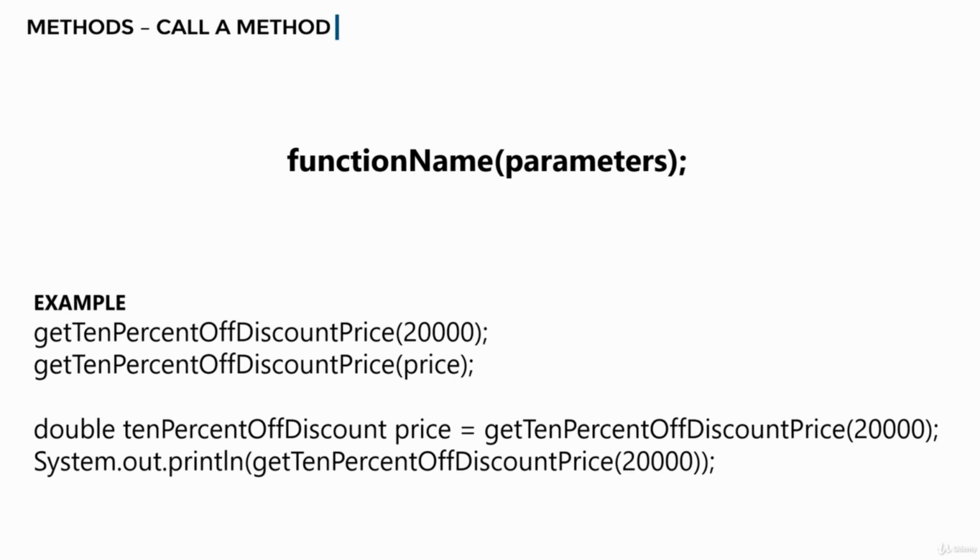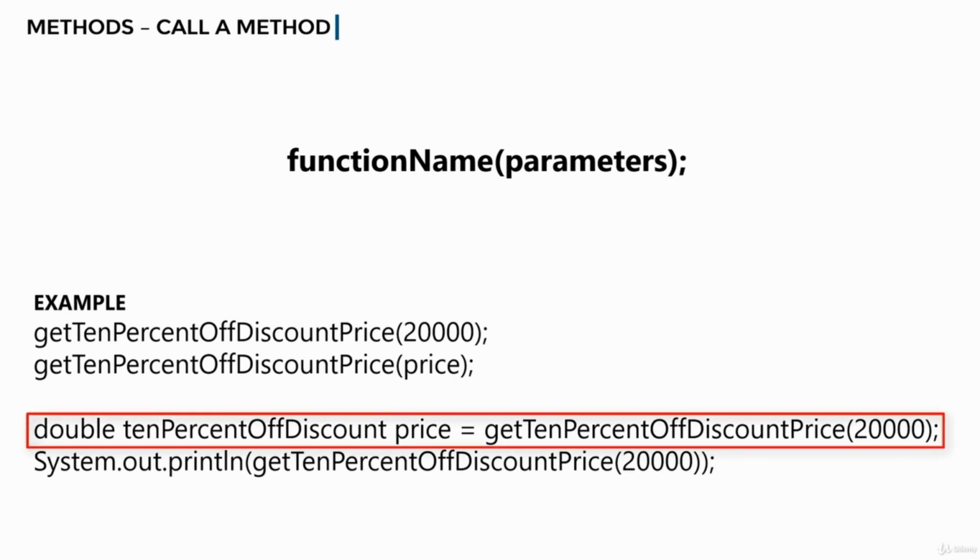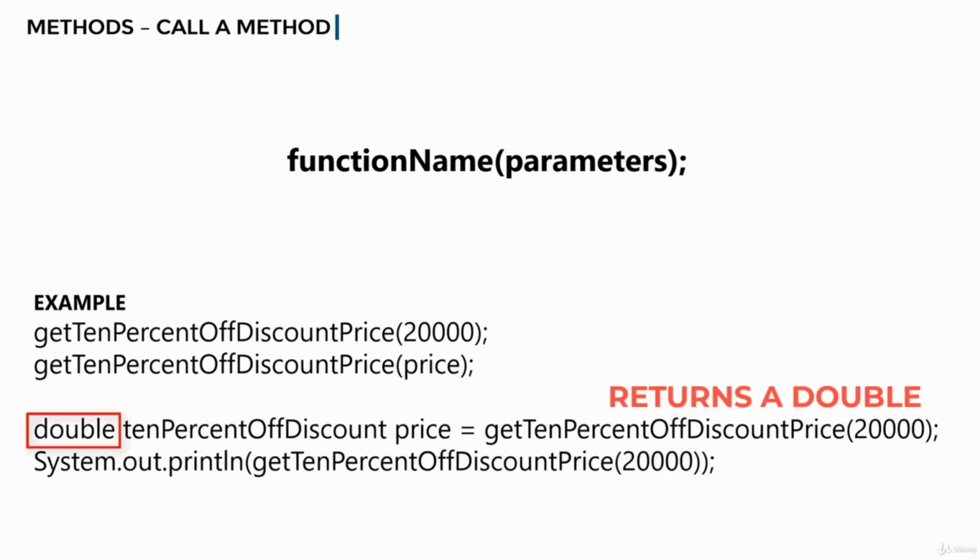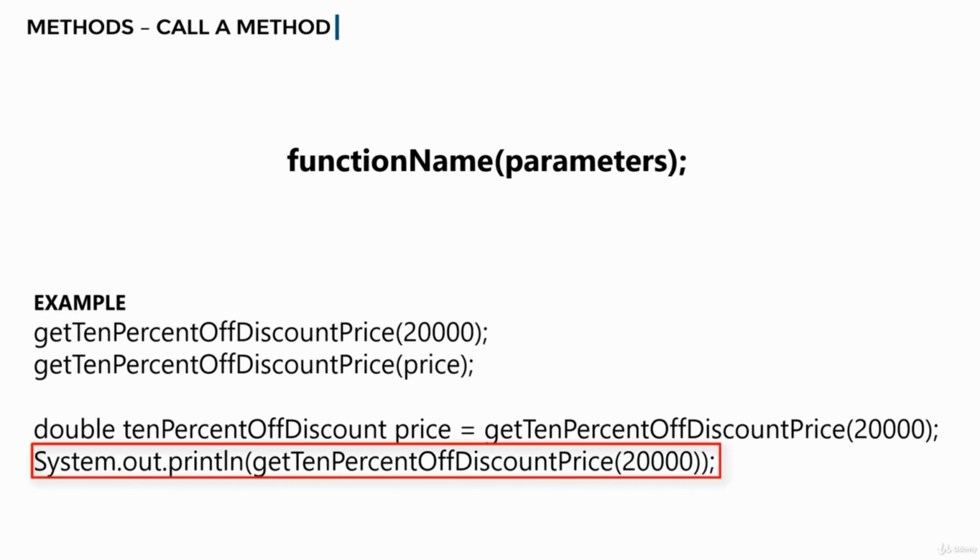There are other ways to use it, like assigning the output or the return value to a variable. As you can see, the variable's data type matches the function's return data type. You can also use the function as a parameter for any other function, like in our case for the println function.